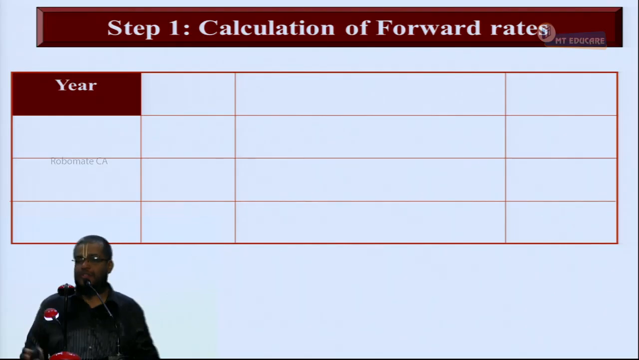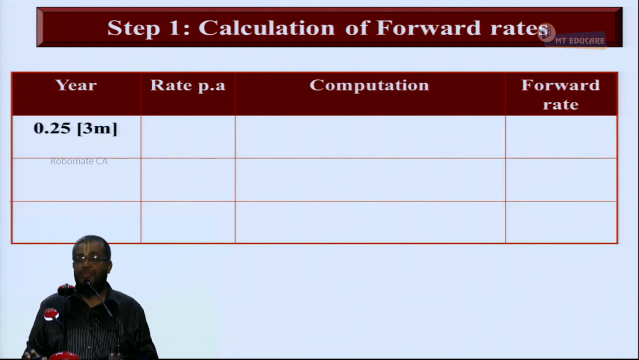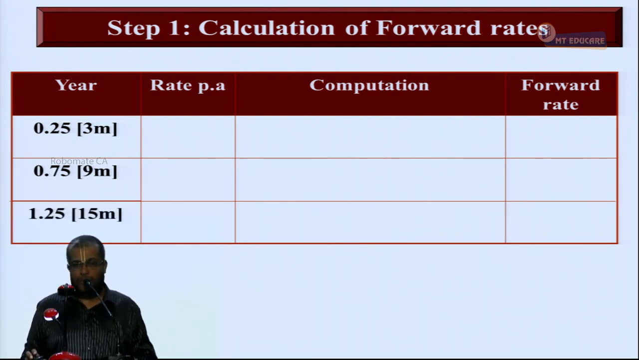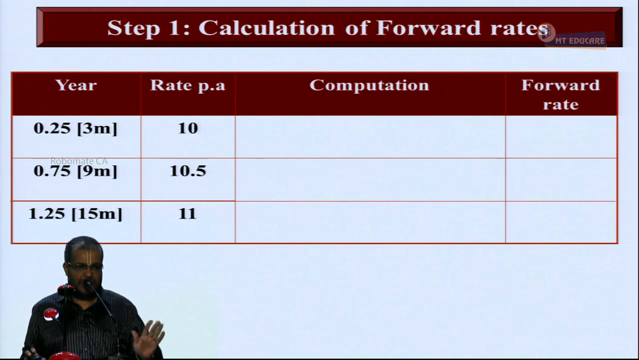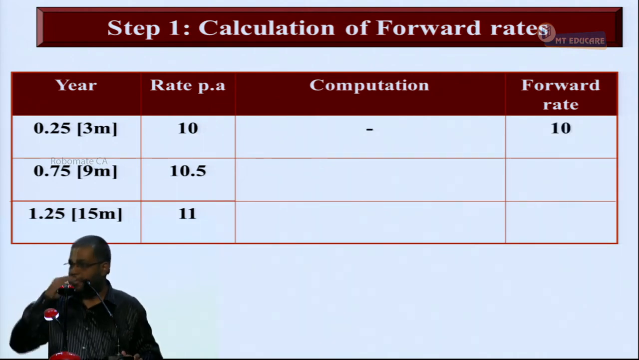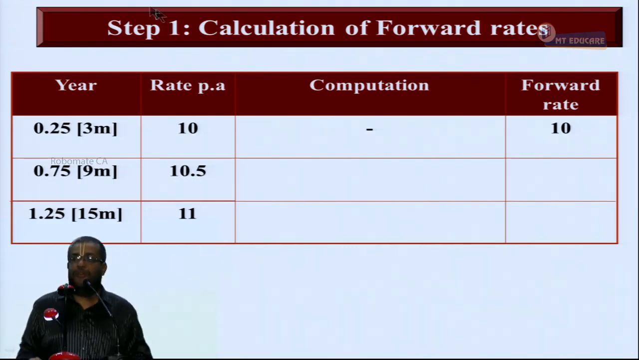No need to copy. Just participate. So see, first is 3 months, means how many years? 0.25 years. 9 months means 0.75 years. 15 months means 1.25 years. What are the spot rates given? 10%, 10.5%, 11%. Simply calculation, no logic. Now 3 months is 10%. Now, I want to find the forward rate.